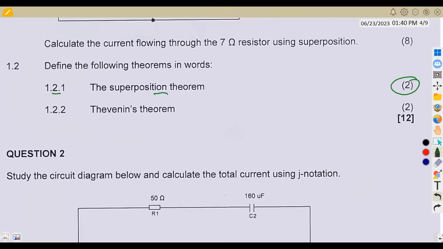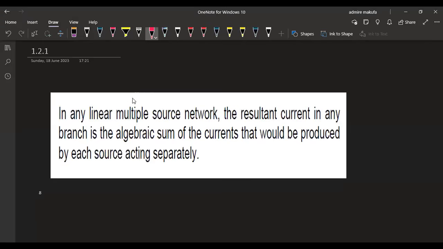All right, in this case, I want you to check this part, where it can be stated that in any linear multiple source network, the resultant current in any branch is the algebraic sum of the currents that would be produced by each source acting separately. That is what we saw in our previous calculations. We had to work with each source acting separately. Each source was separated from the others, then we combined our resultants later on. All right, so that was the first part of our question.